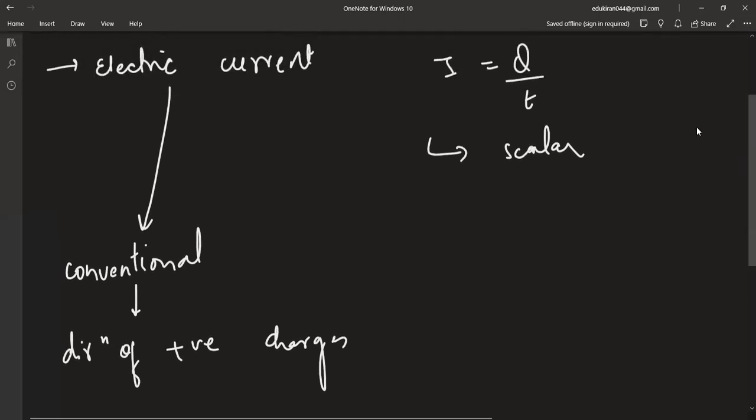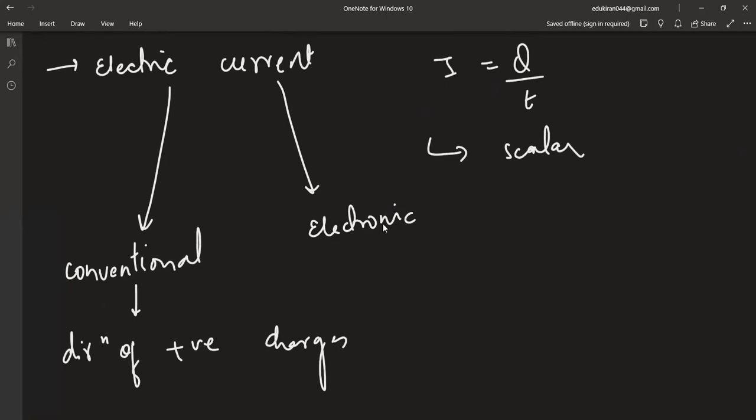All right. Then we have the electronic current. Electronic current is taken from the negative charges. So electronic current, because electrons are negatively charged, so direction of electronic current is opposite to that of conventional current. So exactly it's opposite. That is the direction of negative charges are taken. So electric current is a scalar quantity.